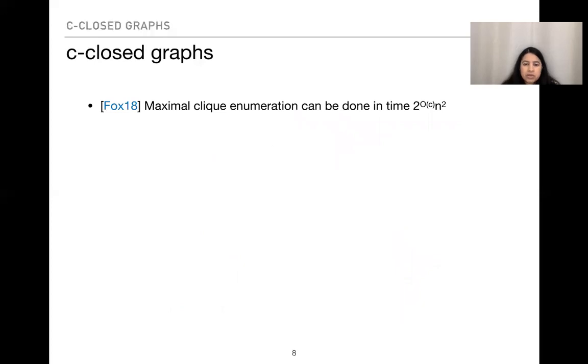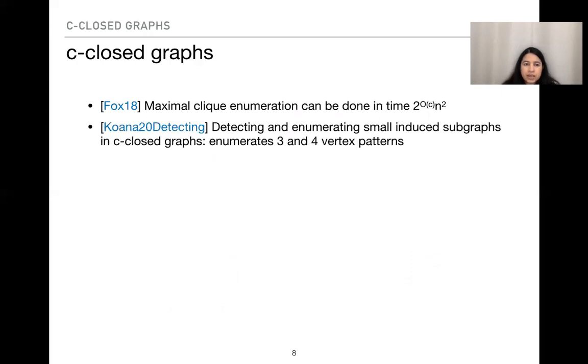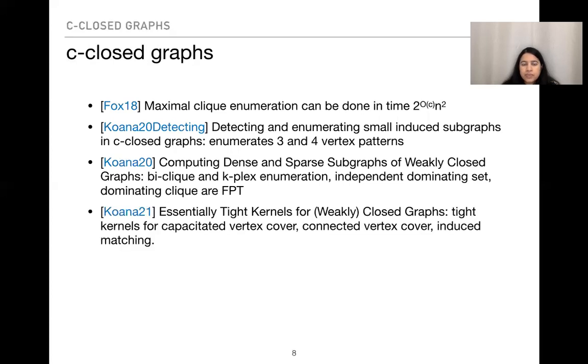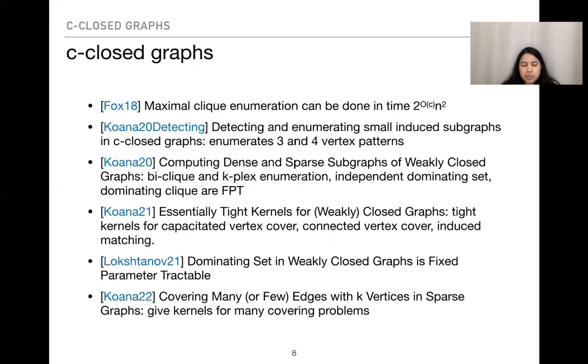In the same paper, the authors showed that maximal clique enumeration can be done in FPT time. And following that, there have been a number of works that have tried to show that several other NP-hard problems are actually fixed parameter tractable on this graph class. One of the notable works is that of Koana et al. from 2020, computing dense and sparse subgraphs of weakly closed graphs. Amongst many other subgraphs, they also count k-plexes, which we also have counted. Part of this was concurrent work at that time. And there have been several other papers.